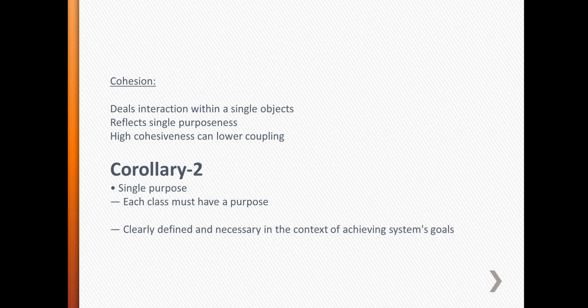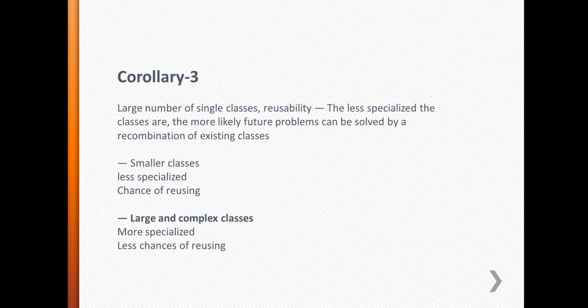Corollary 2. It is mainly based on single purpose. Each class must have a single purpose. It is clearly defined and necessary in the context of achieving the system's goal.